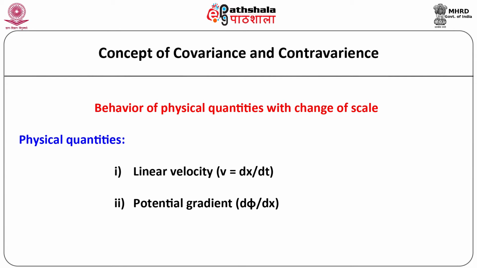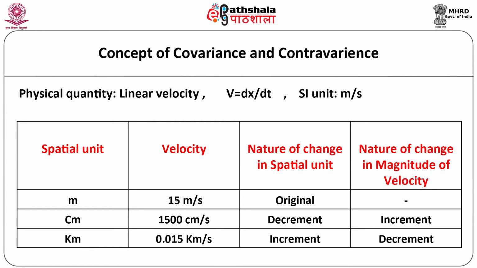Have a look at the variation in the magnitude of each of the two quantities due to change in scale of the distance. Careful observation will reveal that when the distance scale is reduced from meter to centimeter, the magnitude of the velocity is increased, while an increment from meter to kilometer in the distance scale causes a reduction in magnitude of velocity. Thus, the magnitude of velocity changes exactly opposite to the change in distance scale. We describe this fact by saying that linear velocity is a contravariant vector quantity.